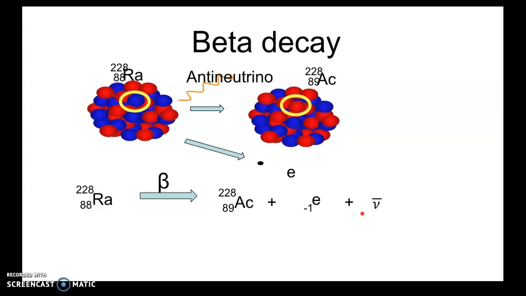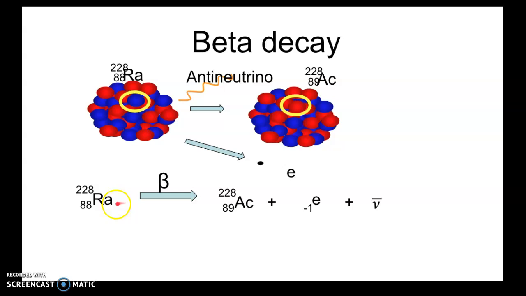Because in beta decay, you'll have seen this before with nuclear radiation, you can have, for instance, some radium that converts to actinium. You've got the same mass number, the same number of protons, but one of the neutrons, neutrally charged, converts into a proton. And how on earth do you do that? Because there's a change in charge.